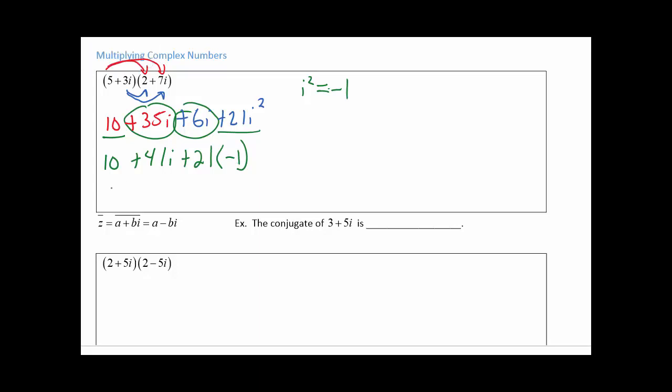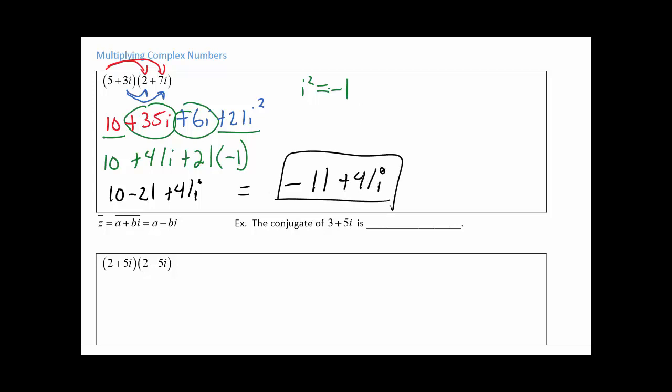So I'll come back over here. I get 10 minus the 21 plus the 41i. And so 10 minus 21 is negative 11. So negative 11 plus 41i. And you'll see that happen anytime we're multiplying two complex numbers, where you'll get the i squared to show up, and then it will combine together with any other whole number or real number expression.